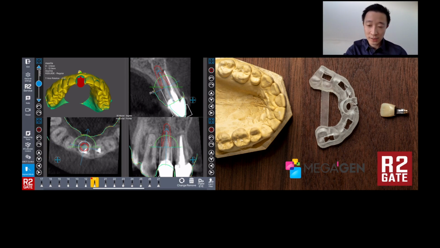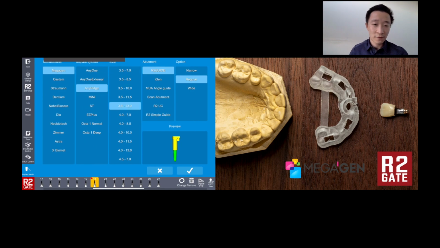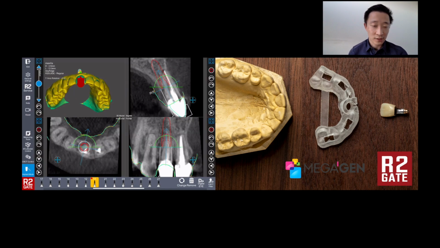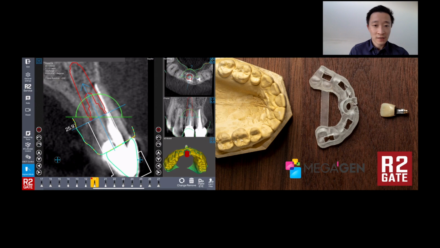So we planned this case using R2Gate, which is Megagen's version of digital guided surgery. And I'm just going to run through this little video clip of how R2Gate works, if anyone doesn't know. This is taken from my iPad. Essentially, you send some information to the R2Gate planning center, and they help you plan this case. You send them an STL file as well as a DICOM, and in this case we also sent the shade for the provisional.